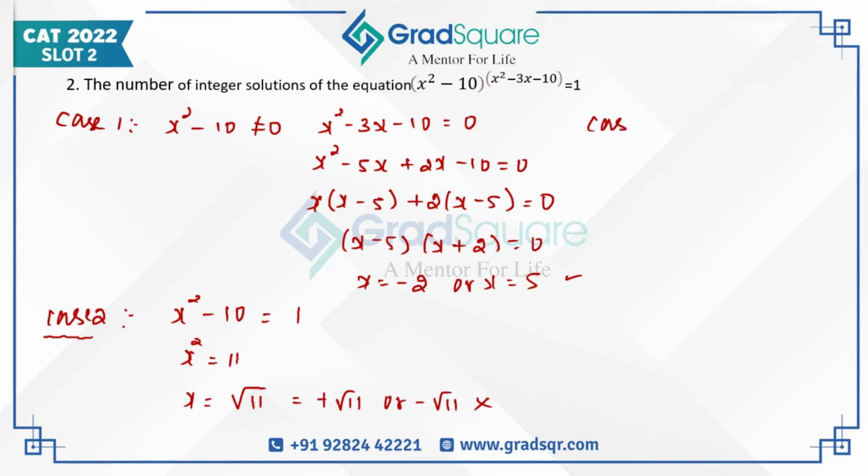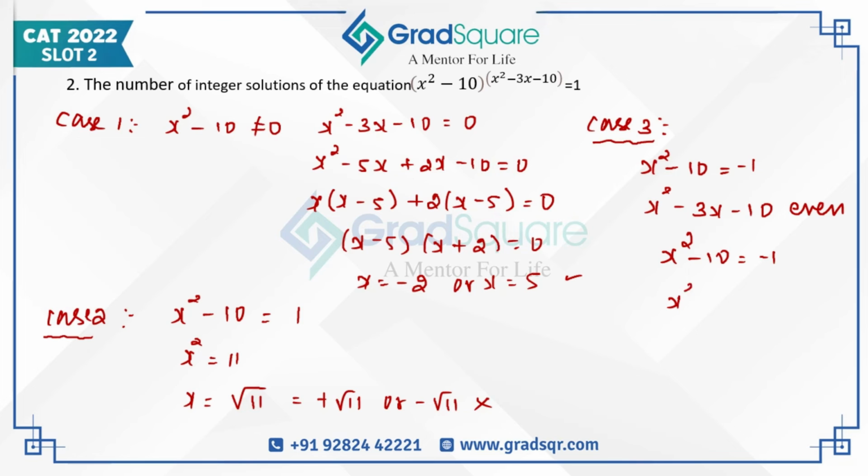Now case 3. What happens if my base value is negative? x² - 10 equal to -1, and x² - 3x - 10 needs to be even. Only then will this equation hold true and be equal to 1. That means the exponent should be an even value. So in this case, x² - 10 = -1, which makes x² = 9, and x is equal to the square root of 9, which is plus 3 or minus 3.